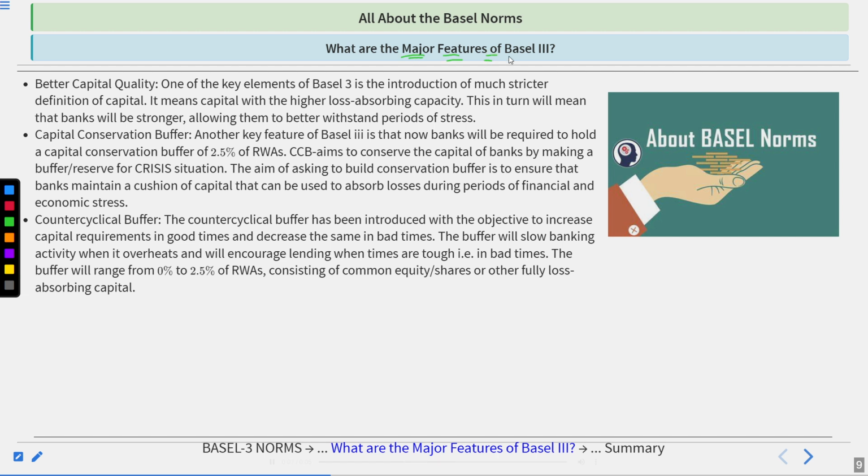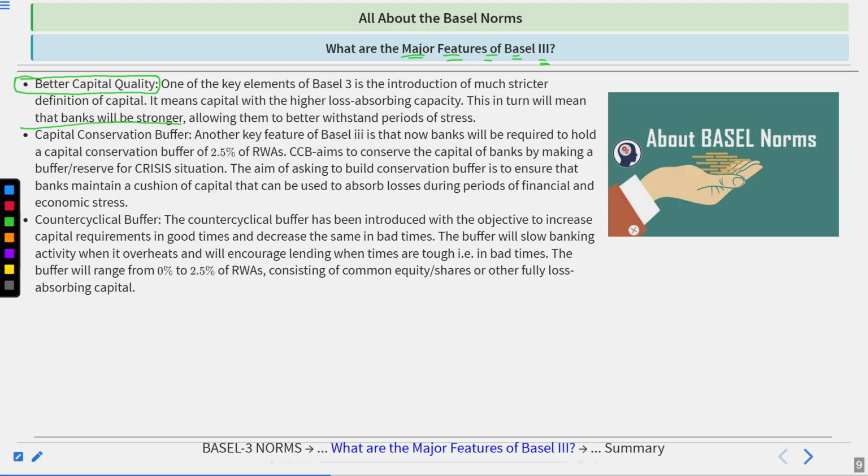Now, major features of Basel III. Better capital quality. First, one of the key elements of Basel III is the introduction of a much stricter definition of capital, which means capital with higher loss absorbing capacity that could absorb a high amount of loss. This in turn will mean that banks will be stronger, allowing them to better withstand periods of stress.